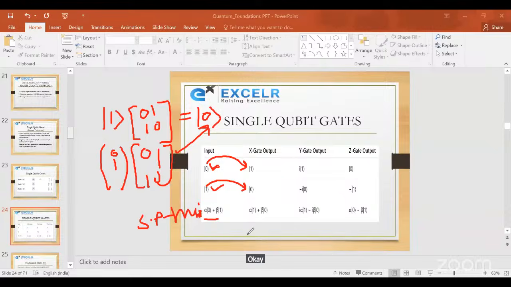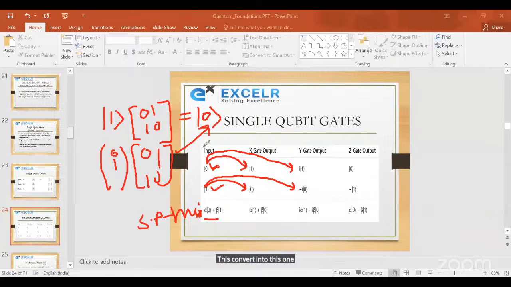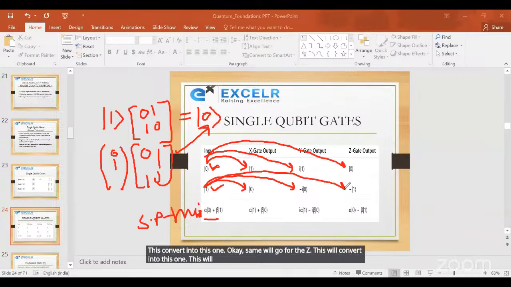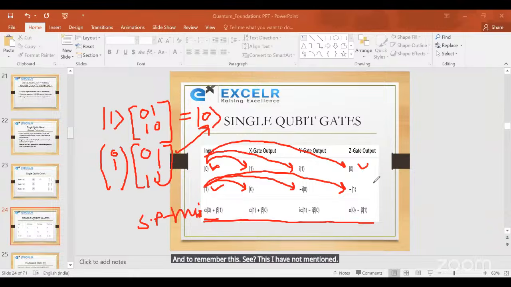That is the X gate. The same thing we will do on the Y matrix. It will convert this into this one, and this into this one. The same will go for Z. This will convert into this one, and this will convert into this one. To remember this, I have not mentioned the mixed state, because when these two are known, this can be known, since this is a superposition of 0 and 1.